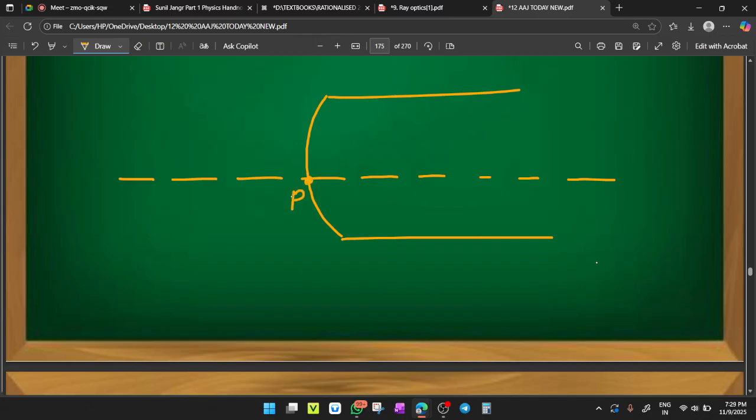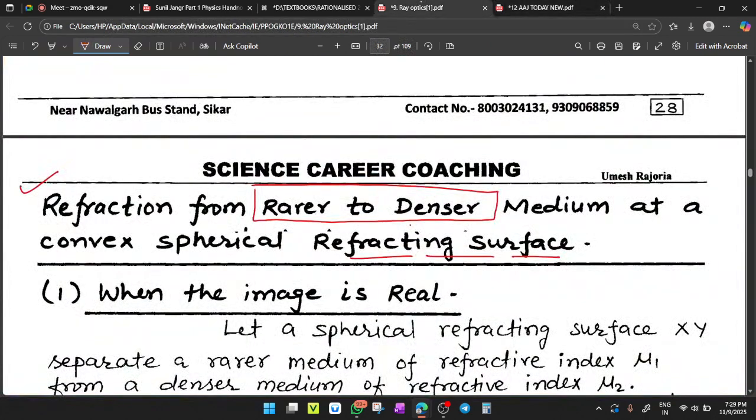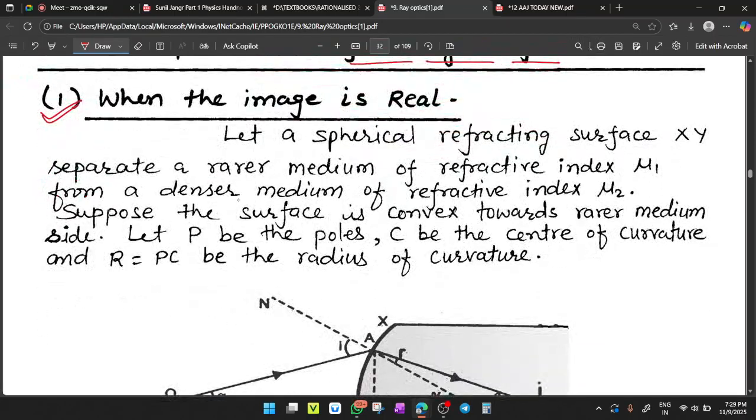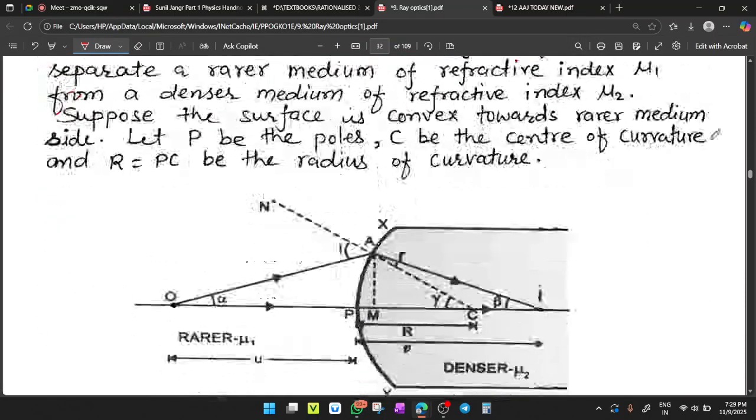This is the pole P. Now, first case, when your object is situated in the rarer medium. So in the first case, we take our object at point O situated in the rarer medium. Here the medium is mu1, and the medium inside that is denser is mu2. Clear? So case number 1, when the image is real. Let a spherical refracting surface XY separate a rarer medium of refractive index mu1 from the denser medium of refractive index mu2.